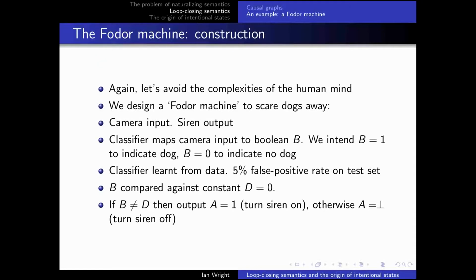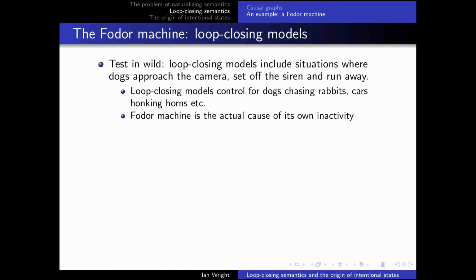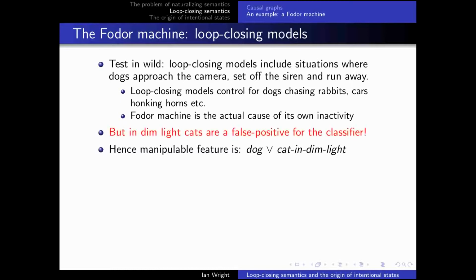Now let's test the machine in the park. As we hope, dogs get recognized, the siren blares and they run away. But in dim light, cats are a false positive of the classifier, so cats also get scared off, which of course wasn't our intention as designers of the machine. So given these loop closing models, the manipulable feature for the Fodor machine turns out to be dog or cat in dim light.